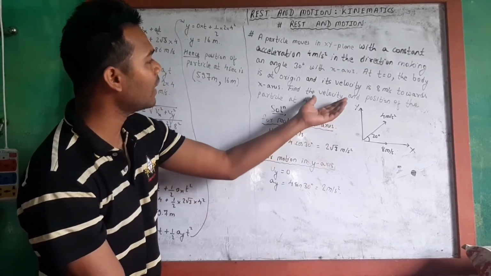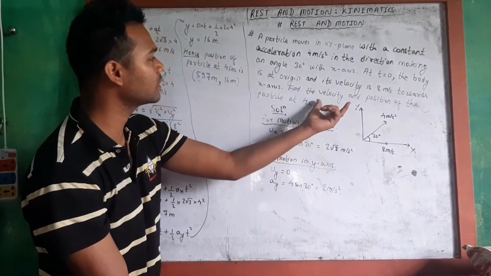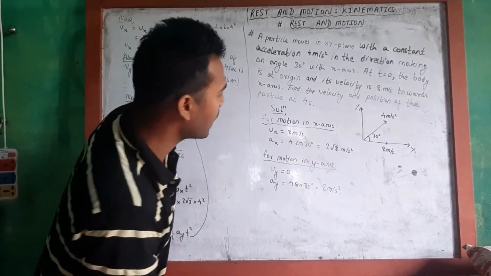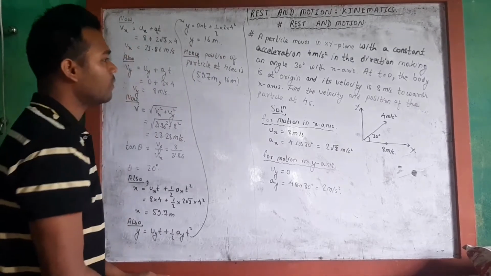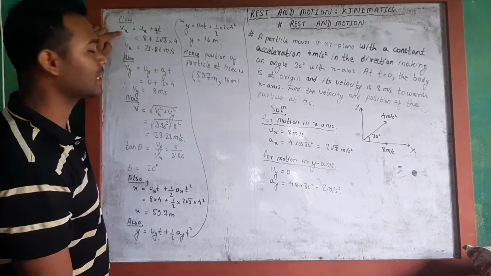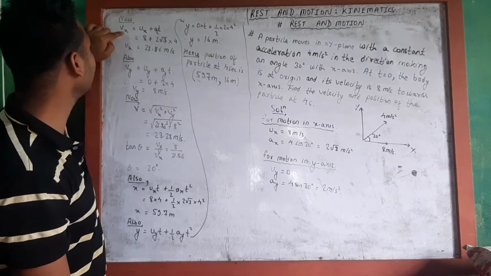Now here we are asked to find the velocity and position. Now let's do it for the velocity. Let us take the velocity. The final velocity in the x direction can be found by this equation.